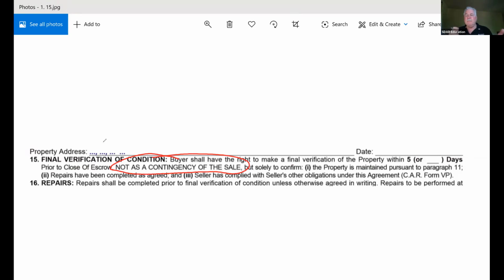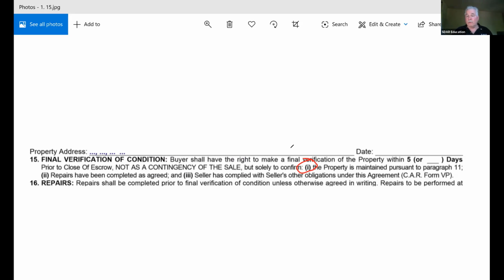And again, we get back to that VP form, that final verification of condition form. And on that form, the buyer would write in the stuff that isn't consistent with what they thought of the contract was, but solely to confirm. And then let's talk about those two things, okay? Solely to confirm, one, the property is maintained pursuant to paragraph number 11. So as I said before, that the property's in the same or similar condition as it was at the time of the offer. Okay, so if it was a 4-bedroom before and now it's a 3-bedroom, that's probably going to create some challenges. And we'll talk about what recourse the buyer might have at that point.